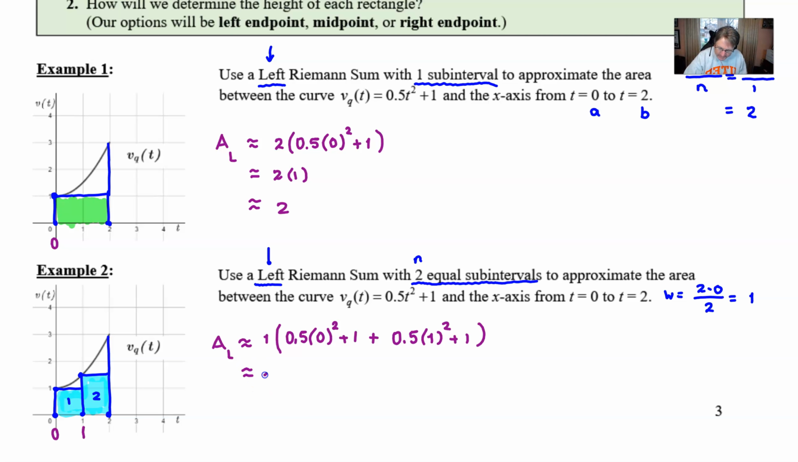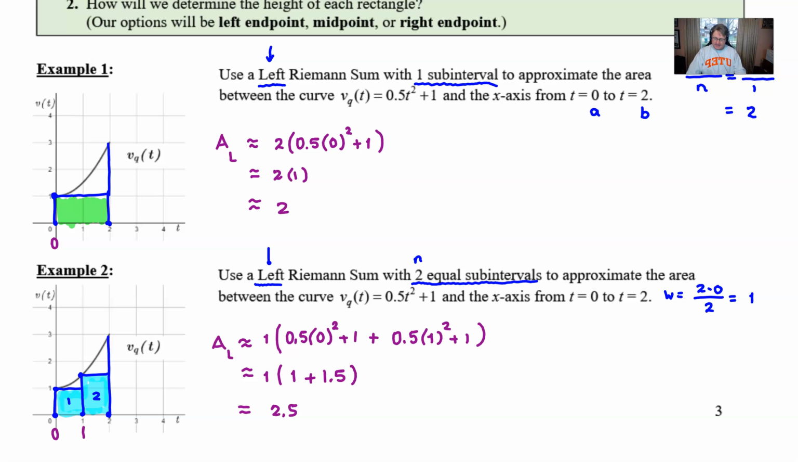So as you can see, the first part of this is still going to give us a 0 plus 1 in this case. First rectangle is an area of 1. And then this one's going to be a little bit trickier because I got 0.5 times 1 squared, which is 0.5, plus 1, which is 1.5. I'm going to go ahead and leave this in decimal notation because it's not going to be too difficult to compute. And once I do all that work, we get an answer of 2.5, or 5/2.